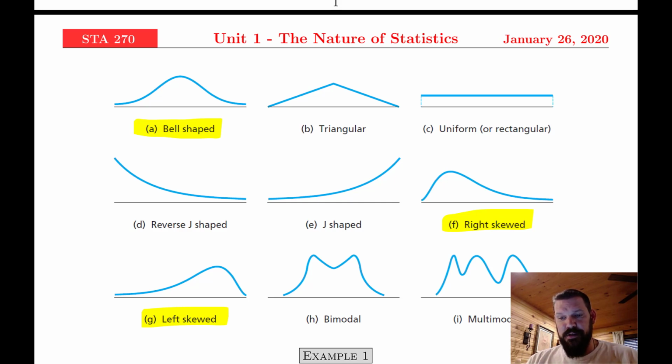Typically, a lot of the information we're going to see should fall into the single bell-shaped unimodal category. Very occasionally we might run into a bimodal distribution. Seldom will you see a multimodal distribution.